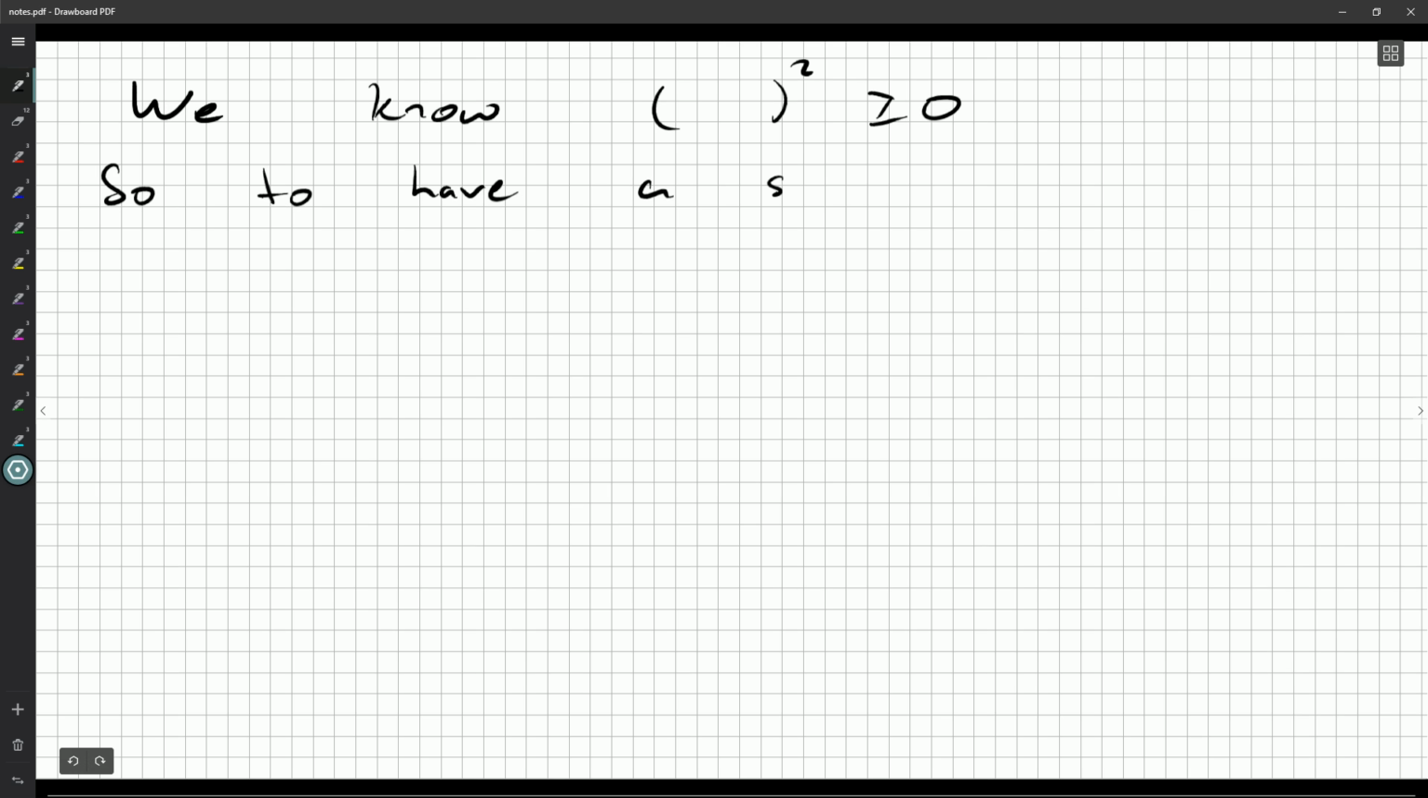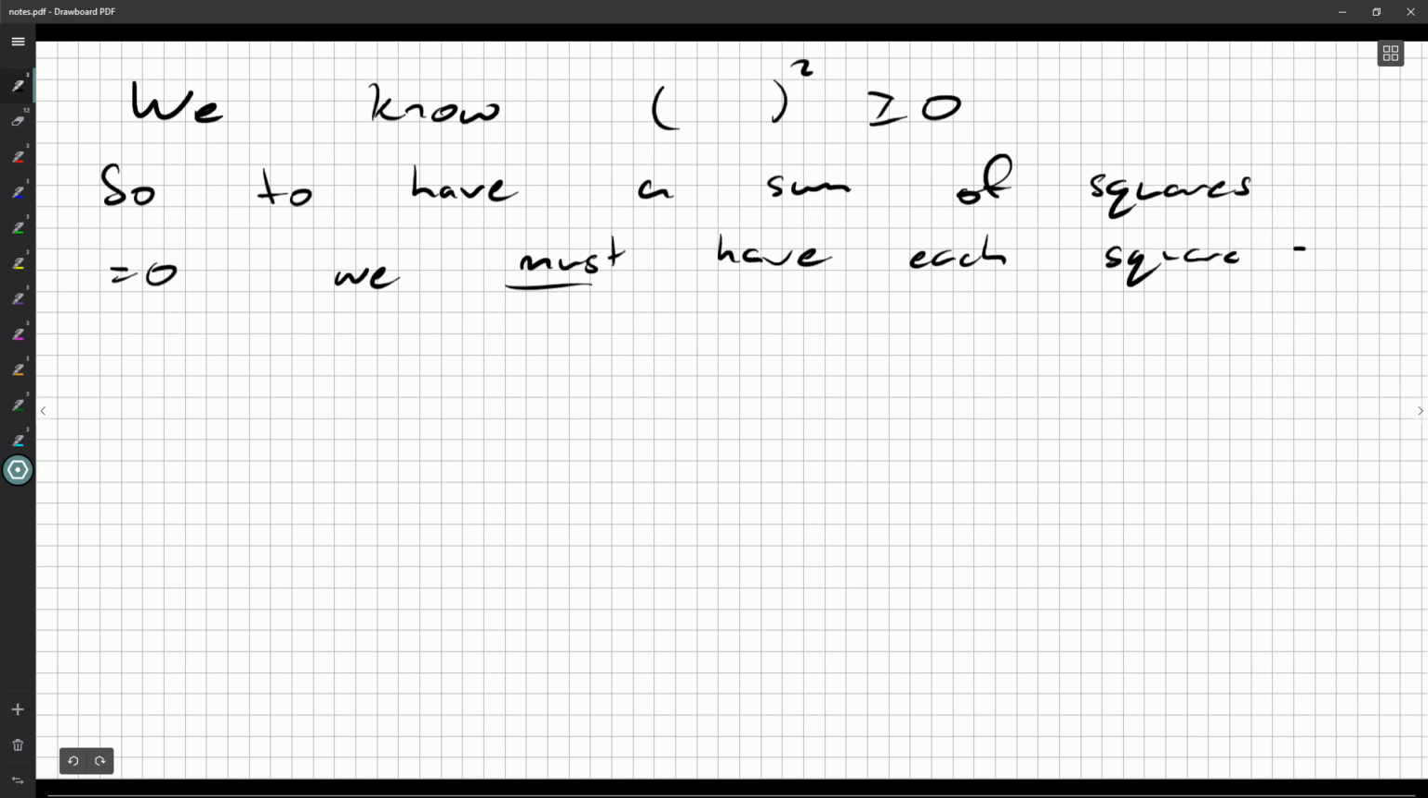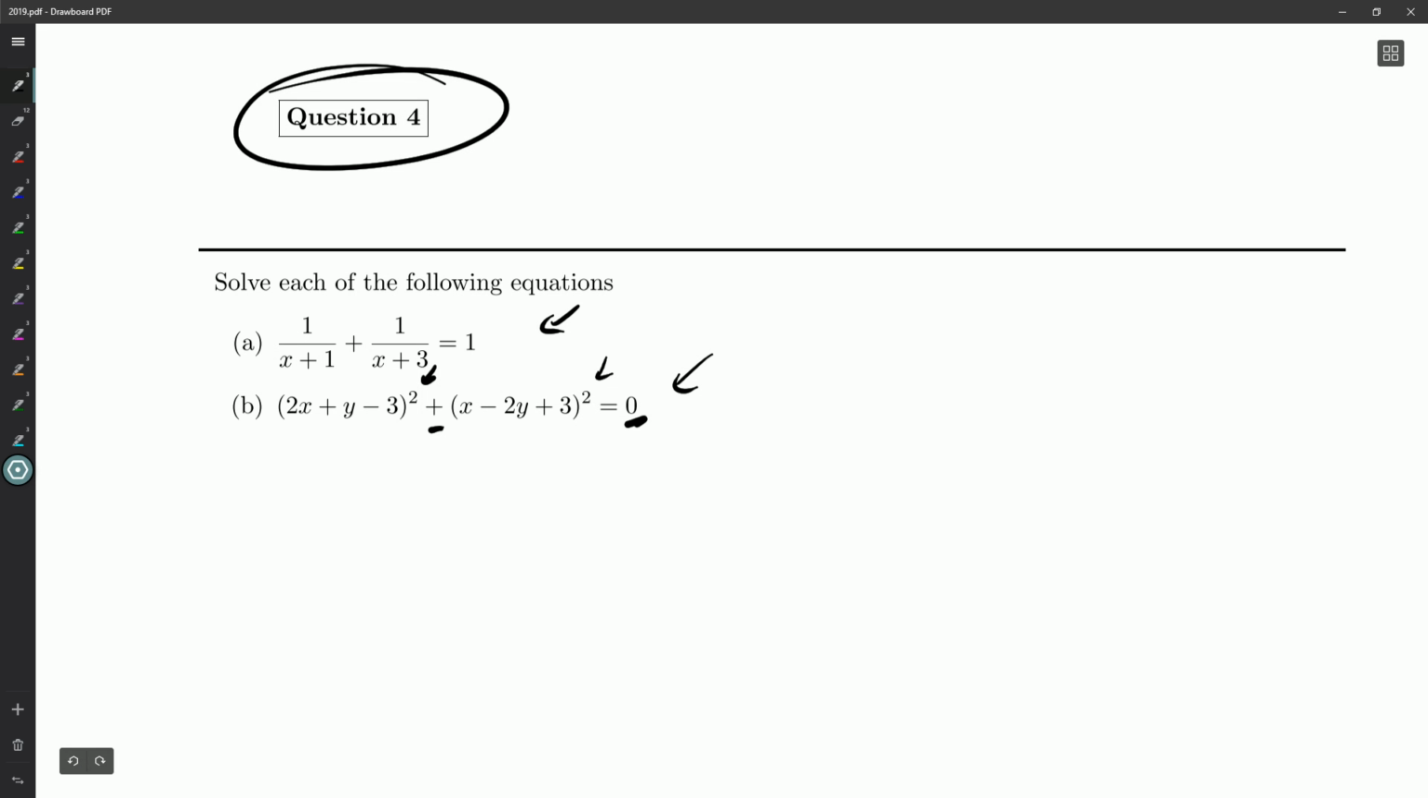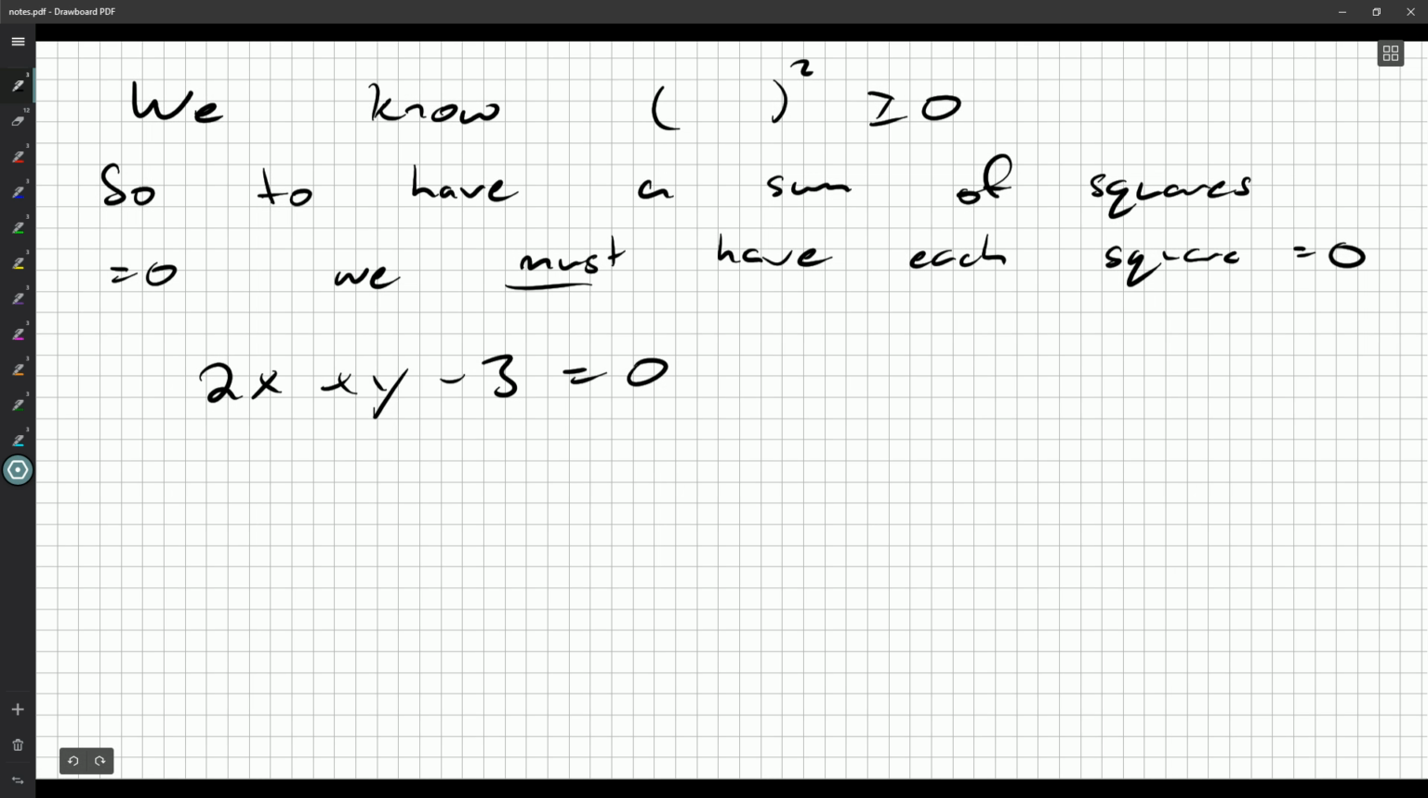So to have a sum of squares equal 0, we must have each square equal to 0. And this actually gives me a couple equations. So 2x plus y minus 3 must be equal to 0. And then so must x minus 2y plus 3. So we get two equations that must be equal to 0, and that was just sort of hidden in the information because we were working with a sum of squares.